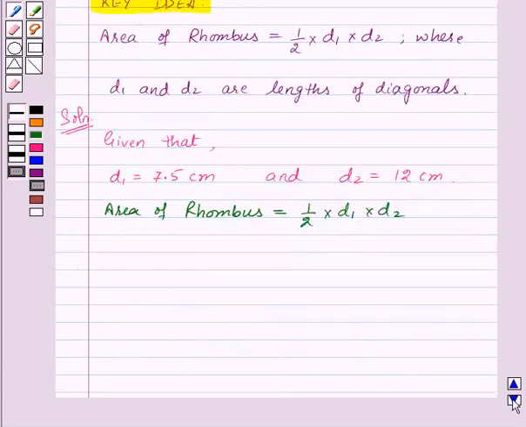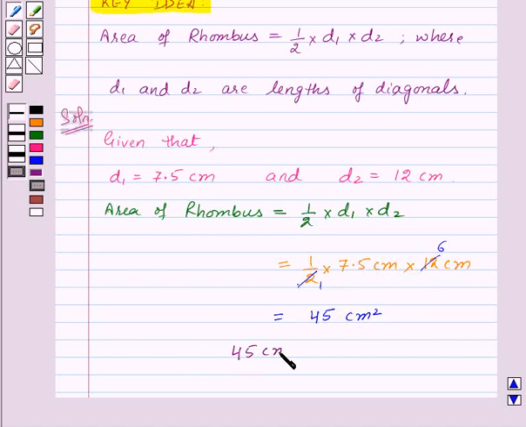Now let us substitute the values of D1 and D2. So we will get 1 by 2 into D1, that is 7.5 cm, into D2, that is 12 cm. Now here, 2 and 12 will get cancelled by the common factor 2. And on simplifying this, we will get 45 centimeter square. Therefore, area of rhombus is 45 centimeter square, which is our required answer.